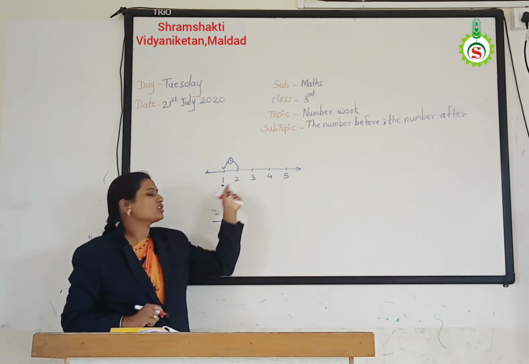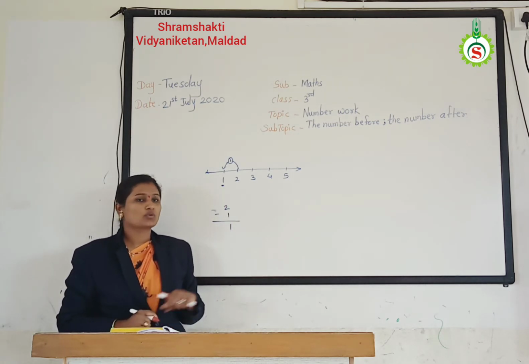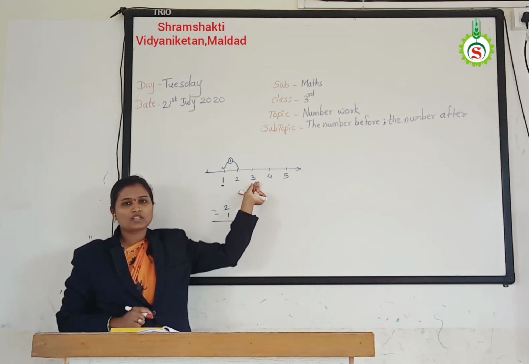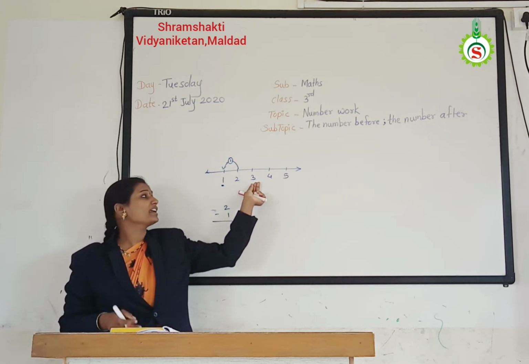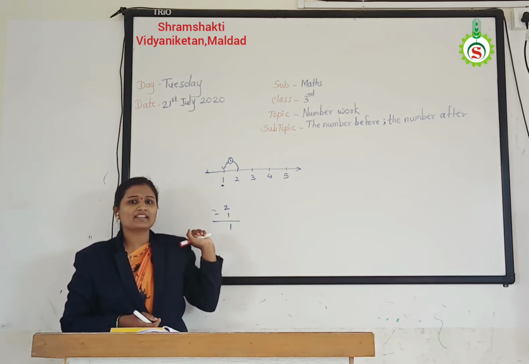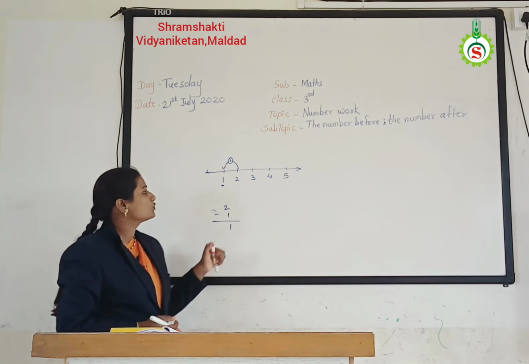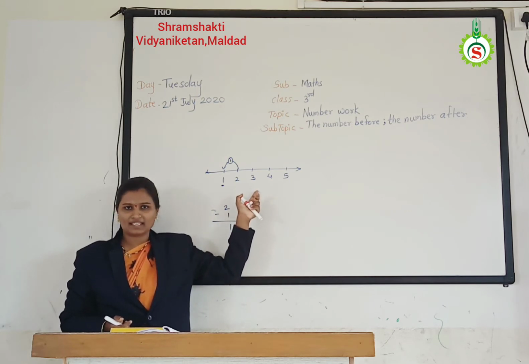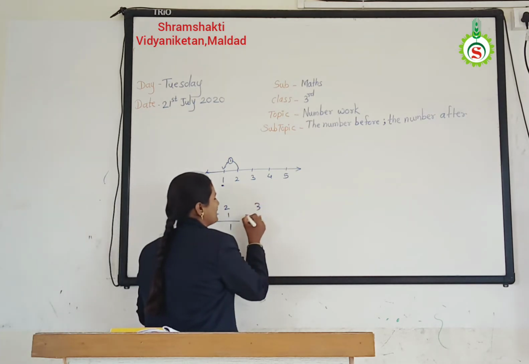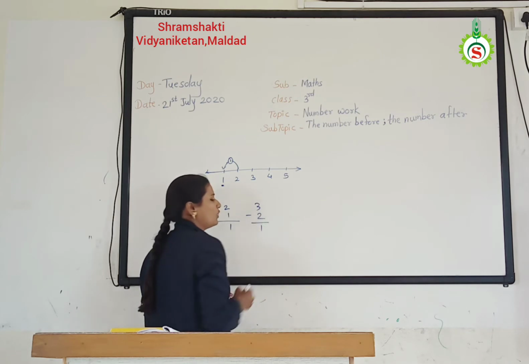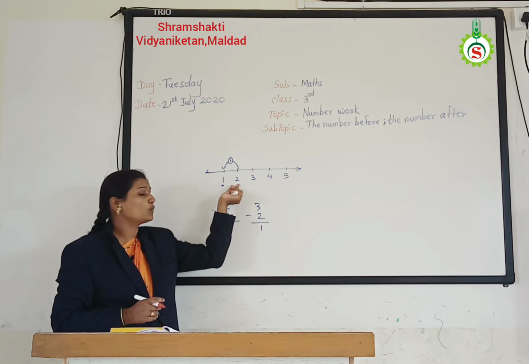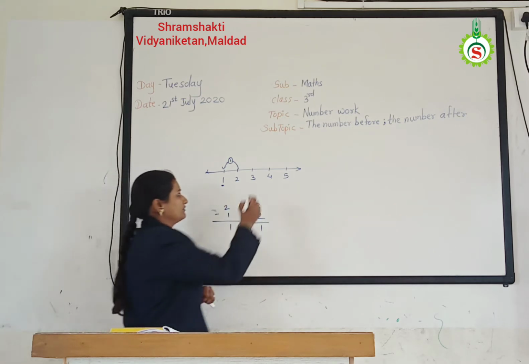Next, suppose 2 is the given number. What is the next number? 3 is the next number. How much 3 is bigger than 2? How to find? For that, we subtract 2 from 3. 3 minus 2, we get 1. Means 3 is bigger than 2 by 1.